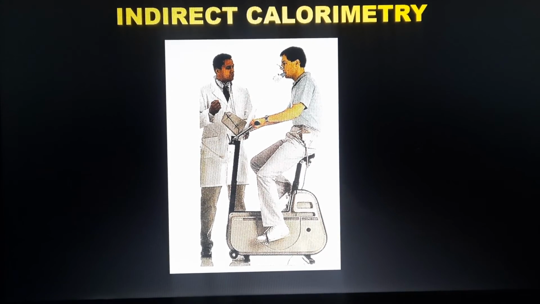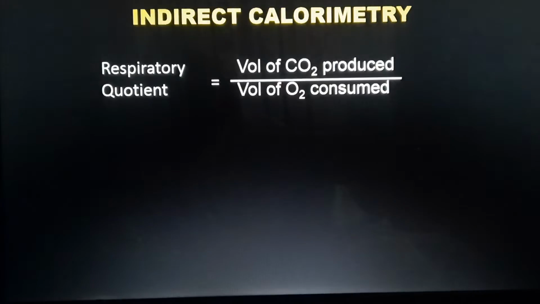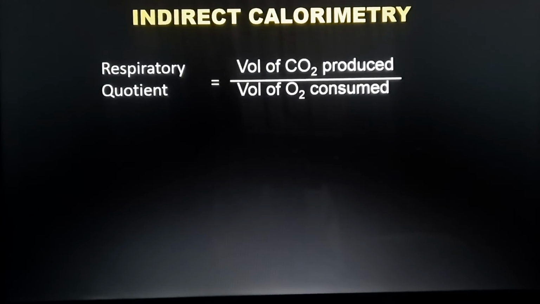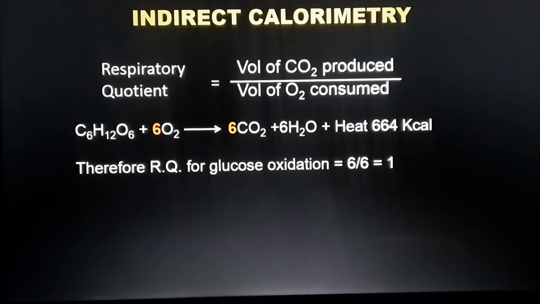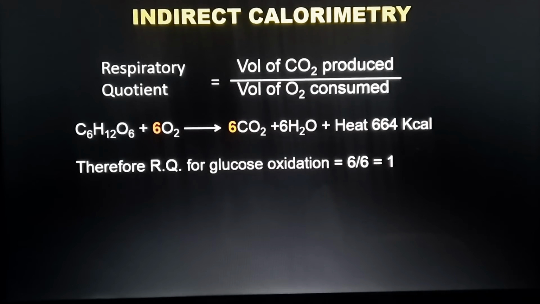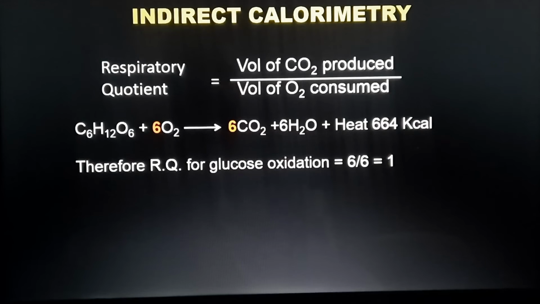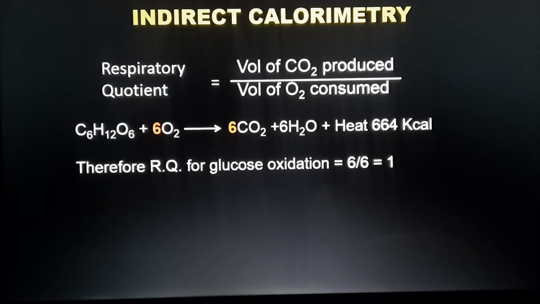In this case, we will measure the volume of carbon dioxide produced and the volume of oxygen consumed. Measuring the ratio of the volume of carbon dioxide produced to oxygen consumed will give us a concept of the respiratory quotient. So what is the respiratory quotient? Basically, it is the ratio of the volume of carbon dioxide produced to oxygen consumed by a person, by which we can measure the caloric requirement of the person or the energy consumed by the person.